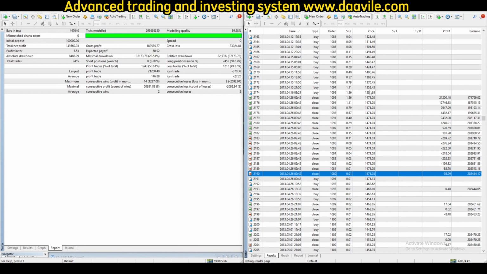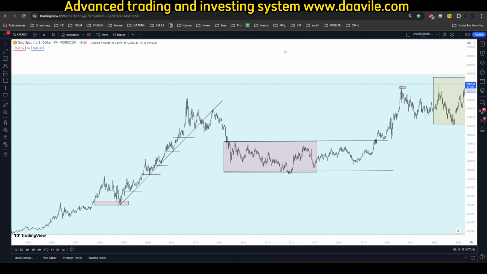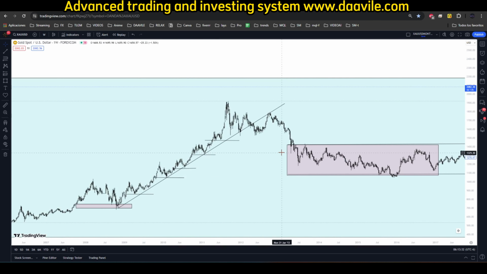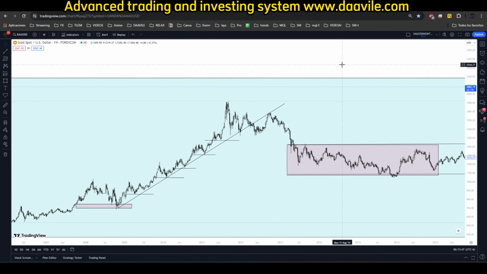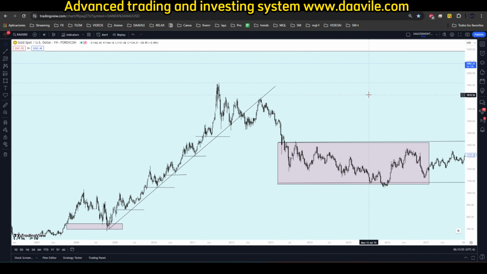For example, if you go here, I know that I open a trade at 1331. 1331 is more or less, I think, here. So tell me, if I open an order there and then it goes up and I close it at 1471 with an average of 1.56 in that lot going down, why would I not believe the strategy tester if my strategy itself is very basic?